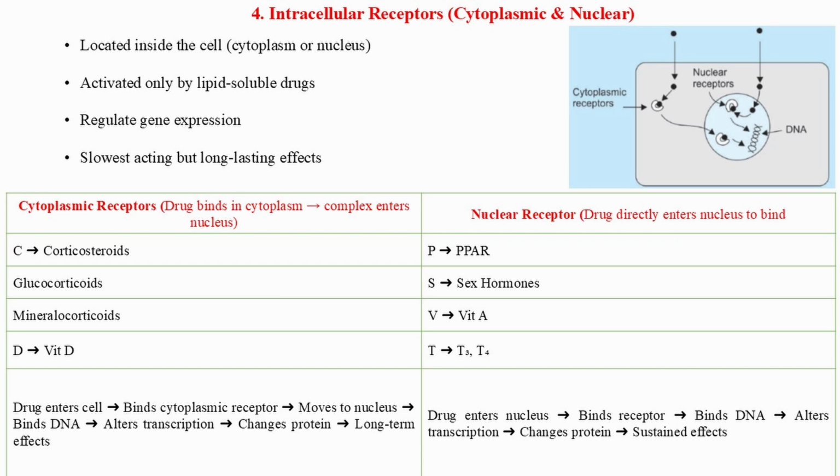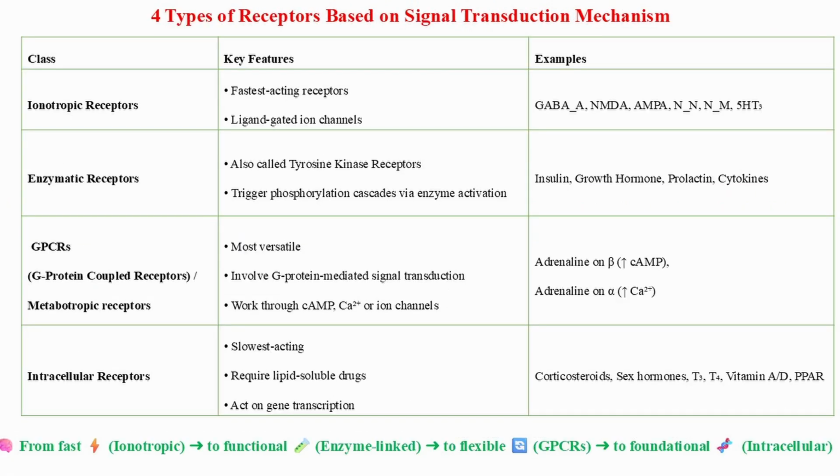Think of them as secret agents changing the blueprint inside the control room. So here the takeaway points are: ionotropic receptors are the fast gates, enzymatic receptors are the enzyme switches, GPCRs are the versatile signal routers, and the intracellular receptors are the DNA editors. Each receptor type is a hero working differently: fast, slow, direct, or deep inside. And now let's deep dive in.